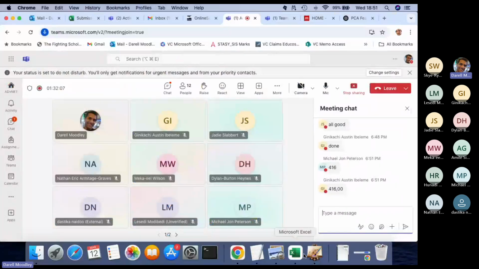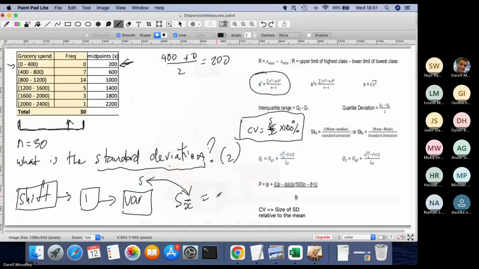Excellent. That's it. That's the short method. The answer is 416. So that's the shortcut. Okay, so everyone make sure you understand how to do that. Okay, that's the easy way to get the standard deviation. Now, that's the shortcut.